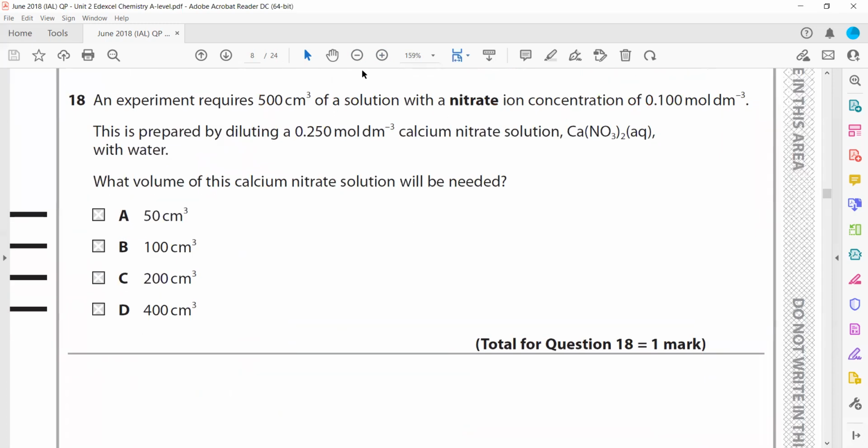In question 18, an experiment required 500 cm³ solution with a nitrate ion concentration of 0.1 mole per dm³. This is prepared by diluting 0.250 mole per dm³ calcium nitrate. What volume of calcium nitrate solution will be needed? So look, the experiment requires 500 cm³. This is the volume of solution which we need. And the concentration of nitrate ion should be 0.1.